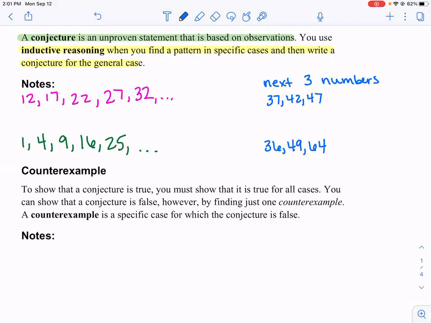Now, a counterexample we've already talked about, but we're going to use them quite a bit today. A counterexample is a specific case for which a conjecture is false. So today, again, you're going to be given times where if it's not true, provide a counterexample. You got to do that in your homework last night, right?